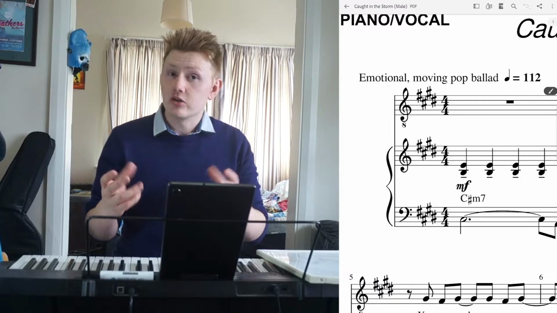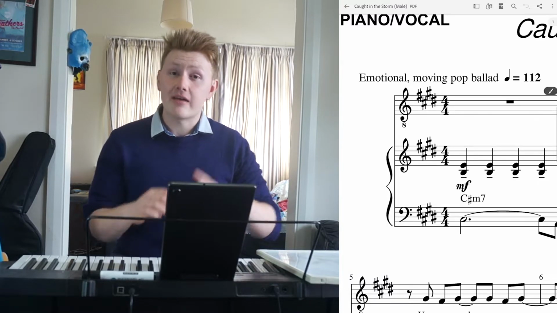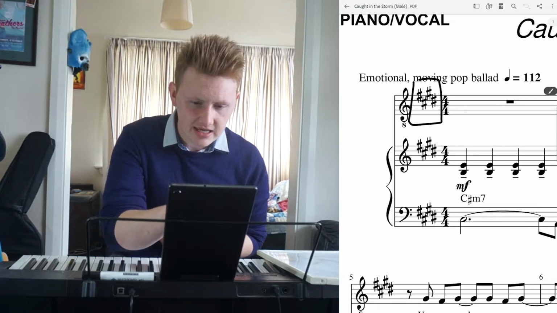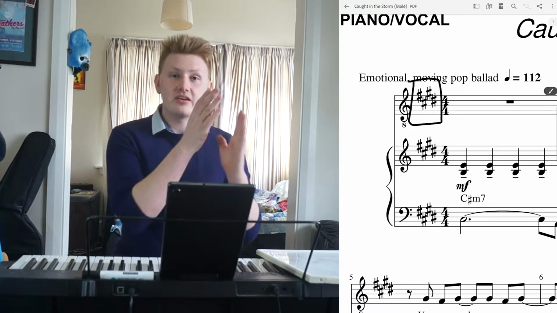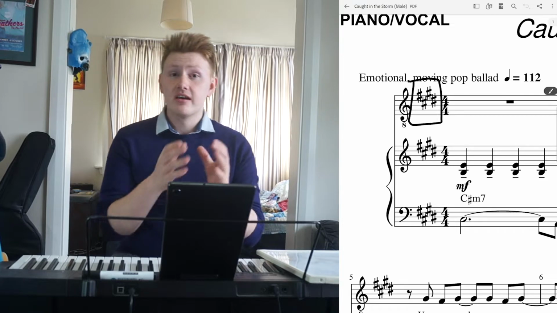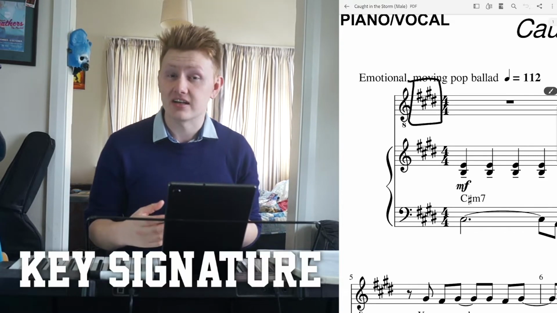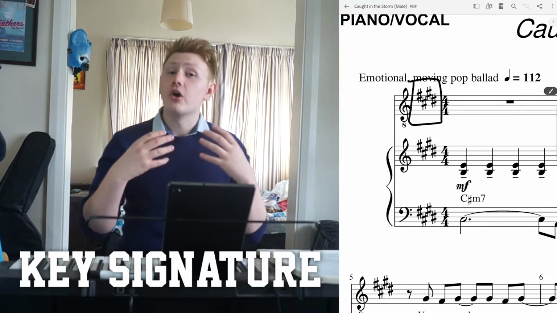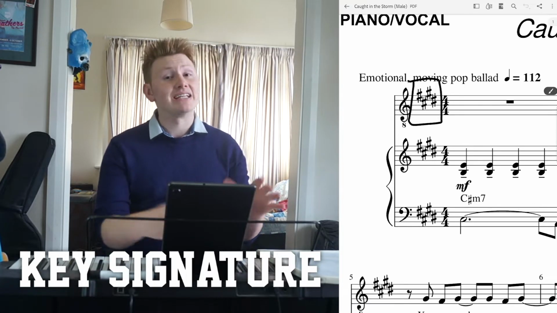The final major concept when looking at a piece of sheet music, and one of the first things that your eyes will be drawn to, is this little thing here, right between the clef and the time signature. This is called the key signature, and it tells you which notes on the keyboard are going to be the ones that are mainly used.